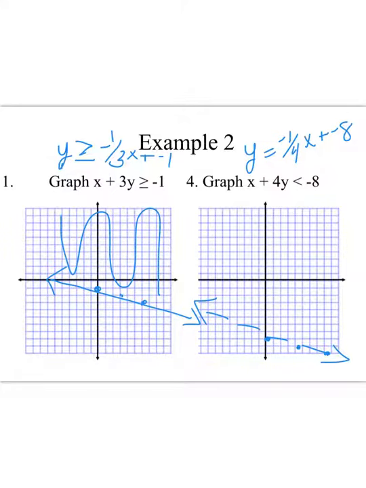Plugging in (0, 0) again. 0 plus 0 needs to be less than negative 8. 0 is not less than negative 8. So we would be coloring in the small triangle underneath the line, or on the bottom of the line.